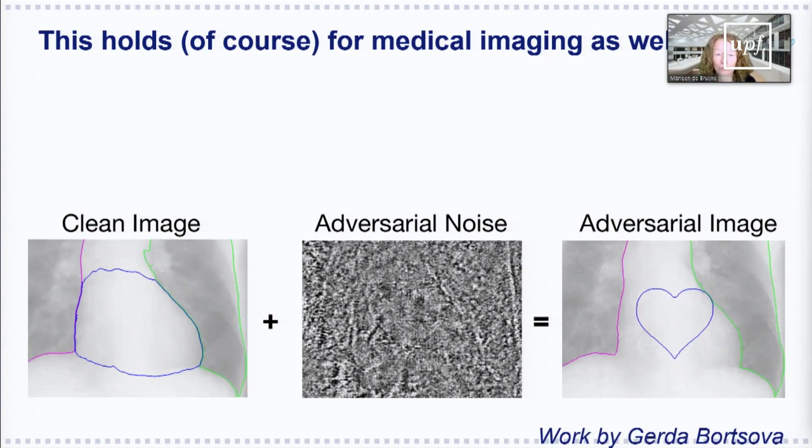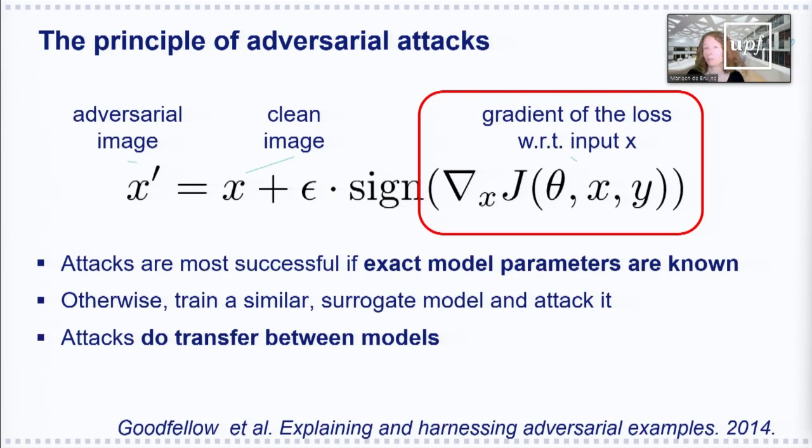And this holds, of course, for medical imaging as well. Here's just one example of a former PhD student in my group who manipulated this X-ray image such that the heart segmentation looks recognizable, but quite incorrect. Of course, in the case of segmentation, this may not be really a problem because it's easy to check if segmentations are wrong, at least by experts. But if AI would be used more as a black box without explaining the decisions, just giving a decision, giving a diagnosis, this might be more dangerous.